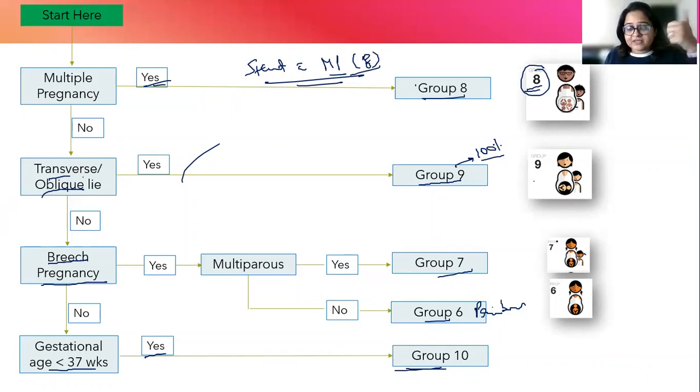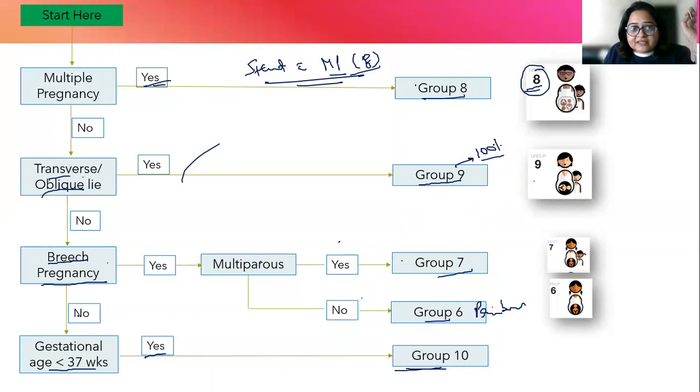So how do we start? Again, is she twin pregnancy? Irrespective of anything, don't get confused. If the question comes multiple pregnancy with the previous cesarean, don't bother about the previous cesarean. Is she multiple pregnancy? Yes, even if she has a scar, doesn't matter, group 8. Next comes transverse or oblique lie. Yes, group 9. No, look if she's breech. Is she multiparous? Group 7. Nulliparous? Group 6.